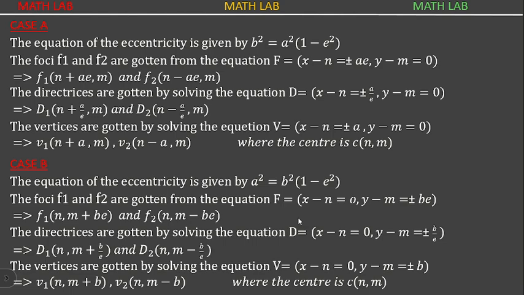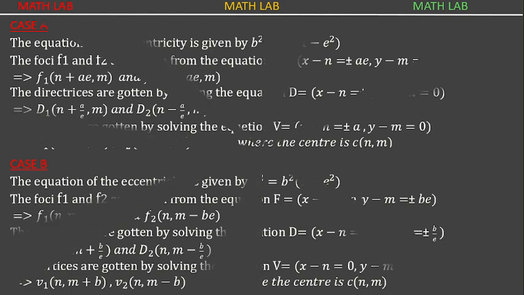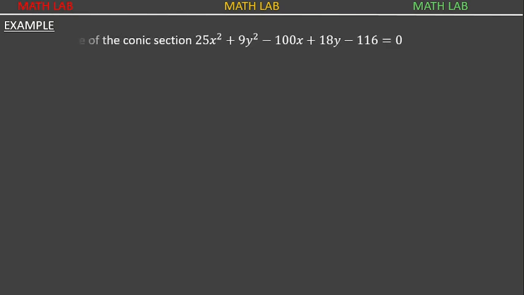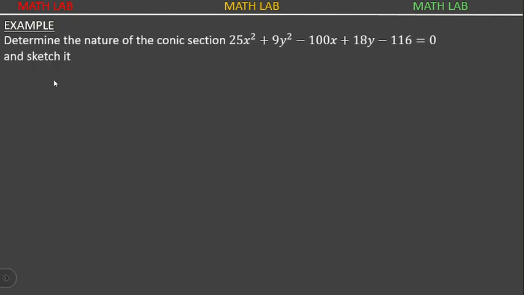Now having that, I think we can now take a rapid example to solve and see how we work it out. The question is: determine the nature of the conic section 25x squared plus 9y squared minus 100x plus 18y minus 16 equals to 0, and sketch it.